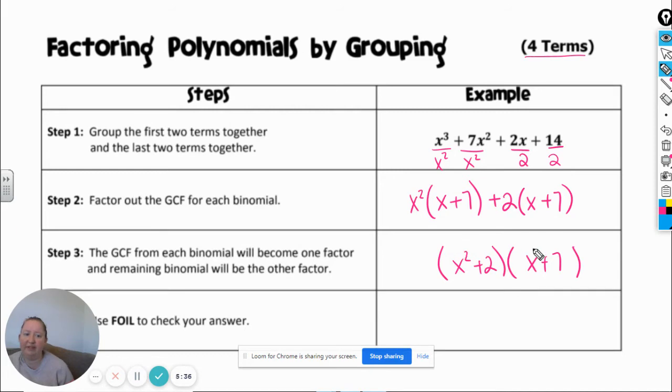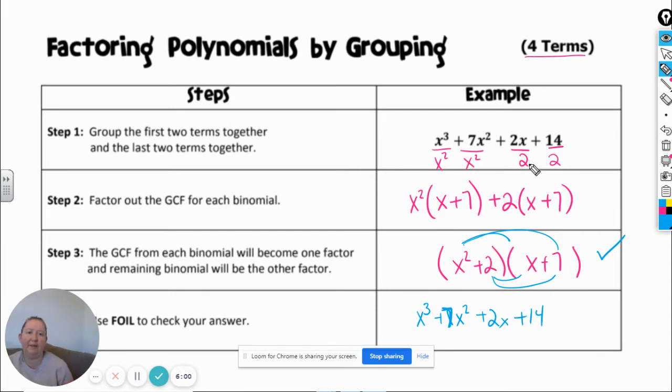So this is the answer. Now we're going to check our answer. So I use rainbow. I multiply first term times this. I got x to the third, then x squared plus 7, so 7x squared. And then 2 times x is a positive 2x. And then I've got 2 times 7, that's a positive 14.